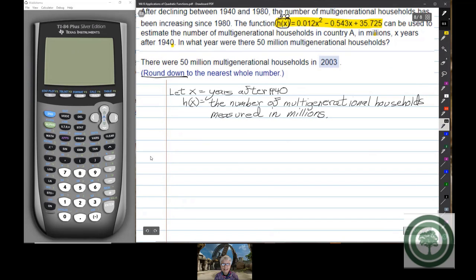All right, so we want to know when X, because X is time, X is years, 50 million, but since these are measured in millions, we'll just put 50, equals 0.012 X squared minus 0.543 X plus 35.725. This is a quadratic equation. I'm going to use the zero principle and subtract 50 from both sides of the equation so that my quadratic function will be set equal to zero, then I can solve it.